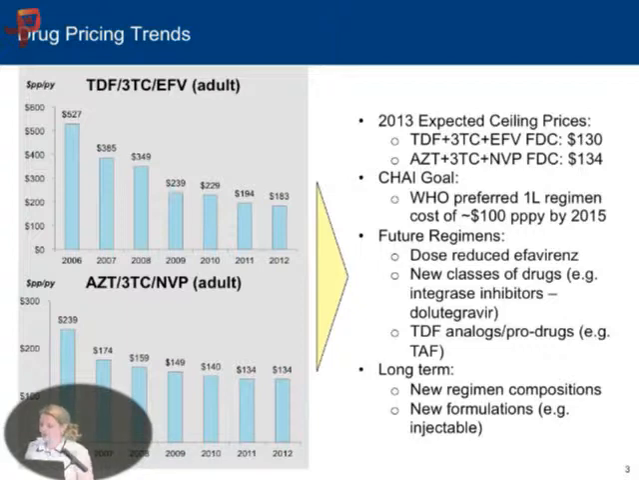Our goal is that by 2015 the WHO-preferred first-line regimen would be at a cost of only about $100 per patient per year. We also think that there's a lot of opportunity in terms of reducing the cost of regimens going forward, as well as improving the tolerability and potentially even, as a result, the efficacy due to better adherence of many of these regimens.